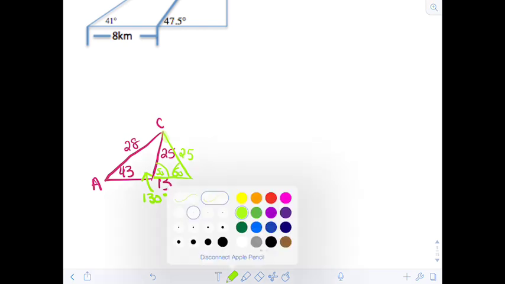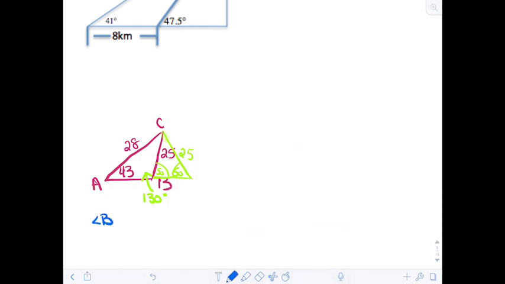So to find angle B for this triangle number 2, I'm going to take 180 and subtract 43 plus 130. And that's going to give me 7 degrees for angle.